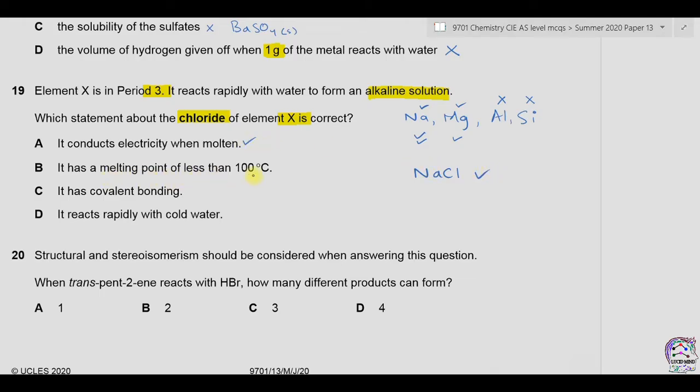B. It has a melting point of less than 100. Now we know that the melting point of sodium chloride is above 700, so this is incorrect. C. It has covalent bonding. No, the bonding is ionic. D. It reacts rapidly with cold water. It does not react, actually it dissociates into ions. So the correct option is A.